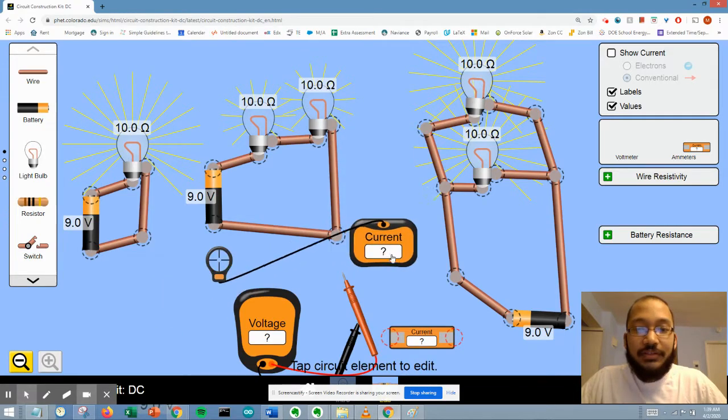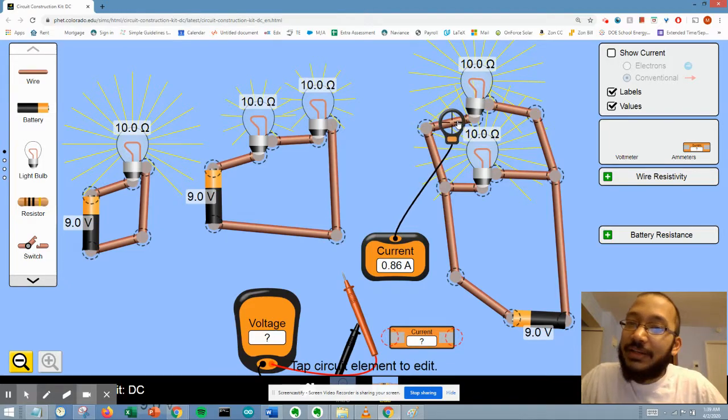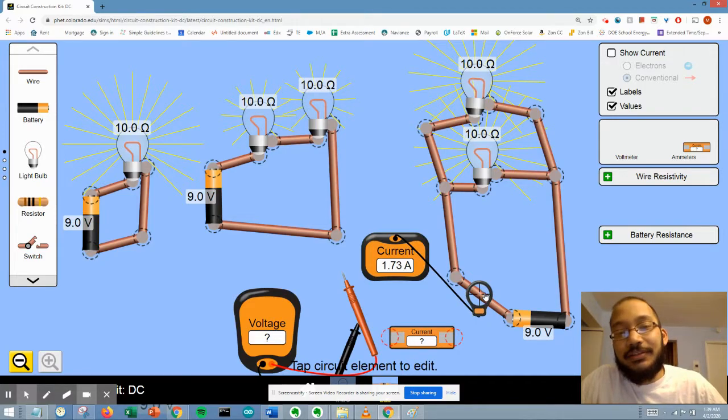So we can actually fake measure this. The current through resistor 2 is 0.86. Oh, that's interesting. The current through this resistor is about 0.87. And the current coming out of the battery is not 0.86, it's different. Do you see the relationship here? 0.87, 0.86, and 1.73. Quick math: those two numbers add up together to be the total.